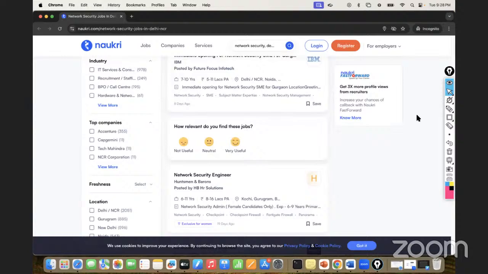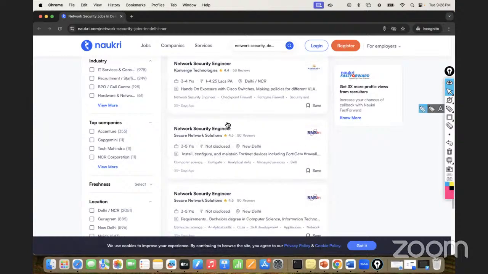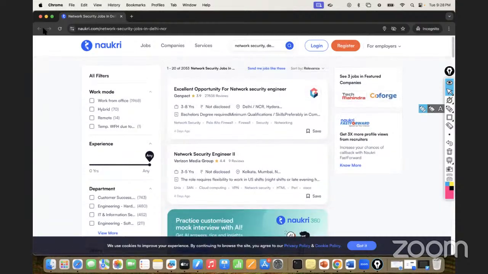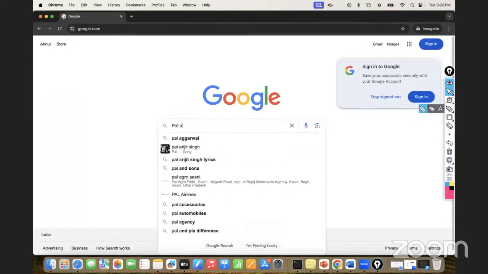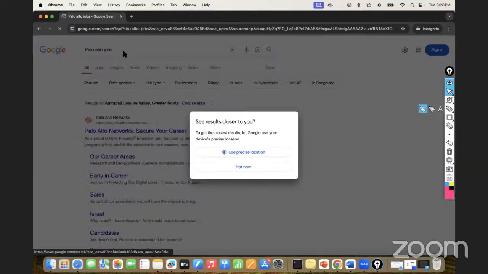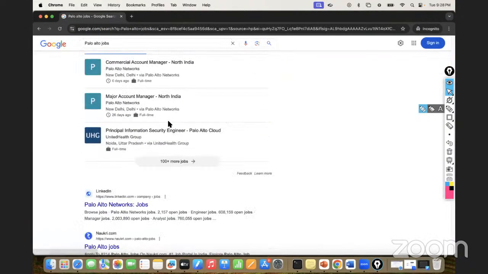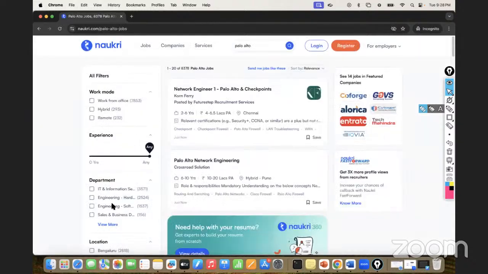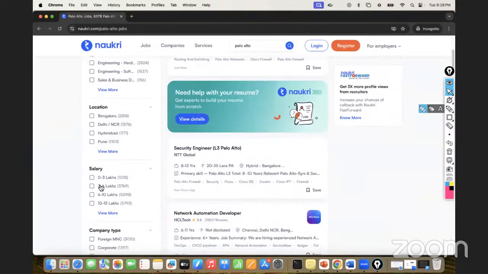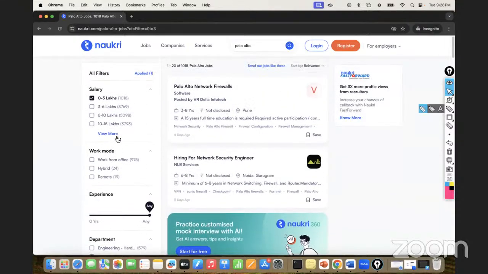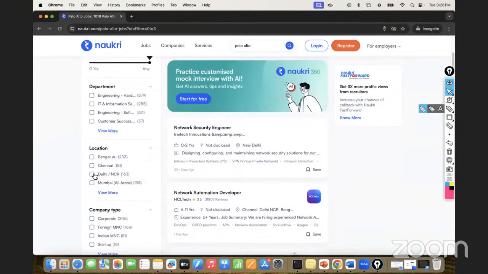So Mimi is asking, can we get a job with this training? Yes, definitely. You just take your experience, go on Naukri, okay? Let's suppose you are interested in only Palo Alto. Let me search Palo Alto jobs. Let's suppose you are a fresher, I'm just going to consider that. Any city, I'm searching in whole India. You can filter the city as well. Let's suppose you want to filter for Delhi NCR.